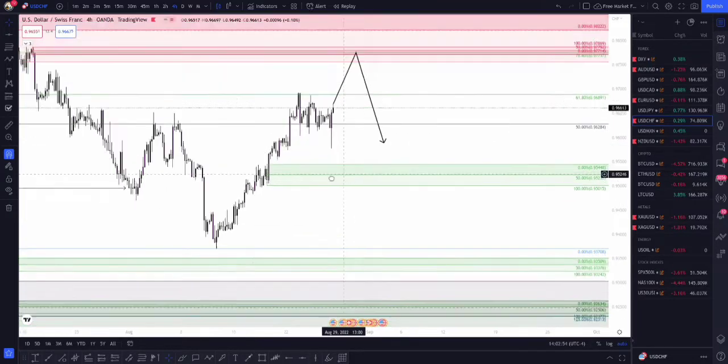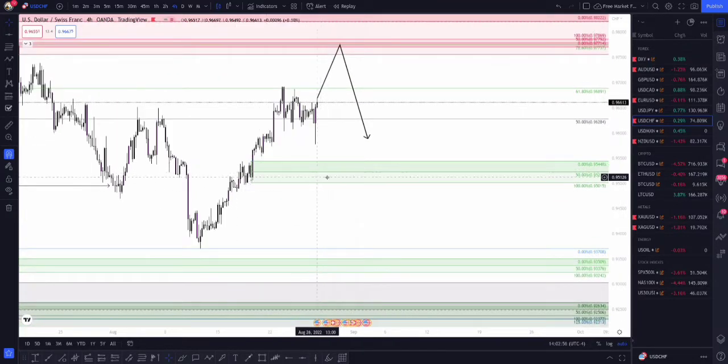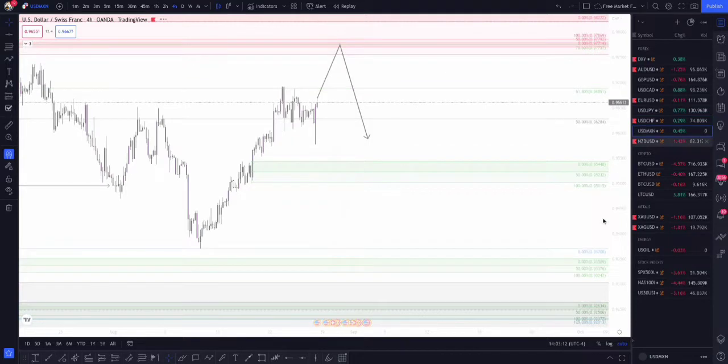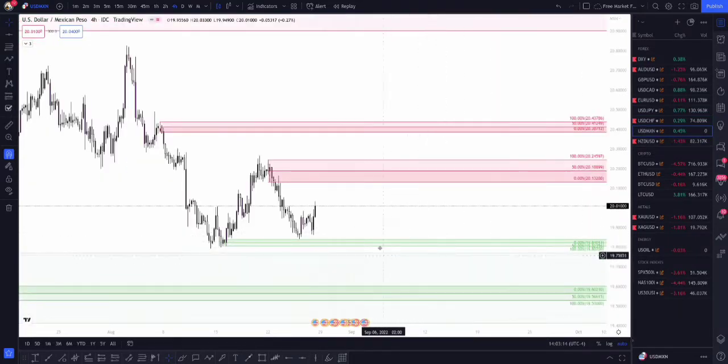We'll just be looking for unmitigated demand for price to come in, and we'll be looking for our trade entry confirmations to get in that pair long. But again, from the onset, looking for this pair to come up into 4-hour supply to take this to the downside. All right, USD Mexican Peso.